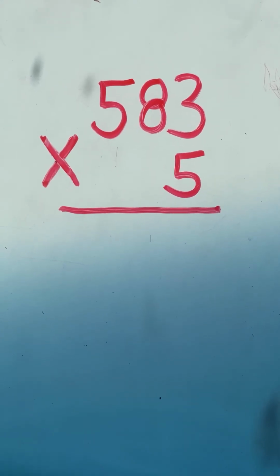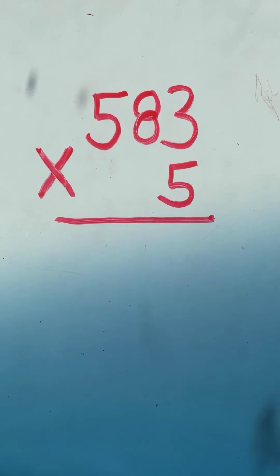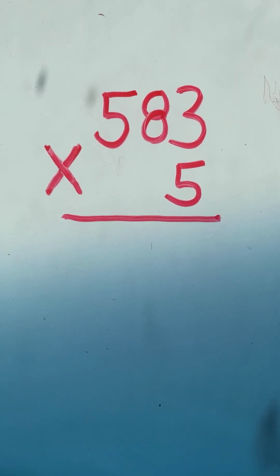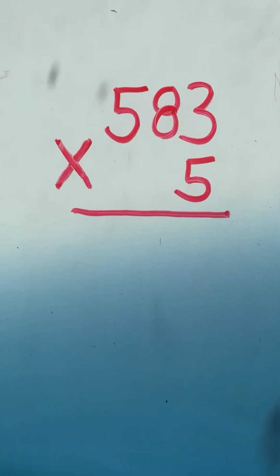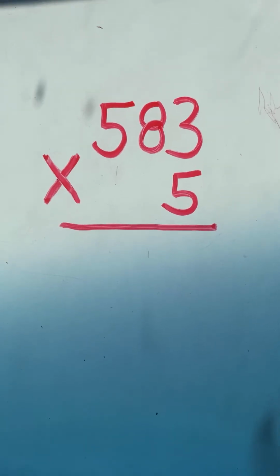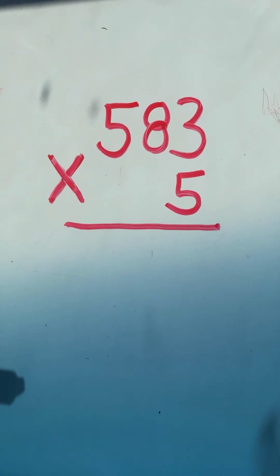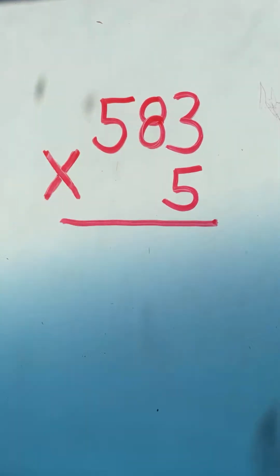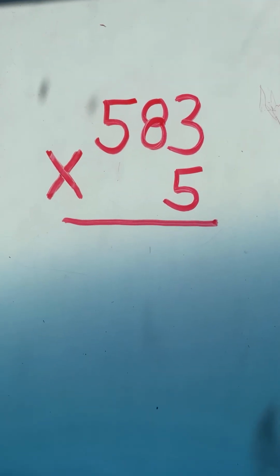So this stream is going to focus on 3-digit by 1-digit multiplication. 583 times 5 is our first example problem, and I'm going to go through step by step how to solve that problem. So we are going to start in the ones place. We're going to start by multiplying 3 times 5. 3 times 5 equals 15.